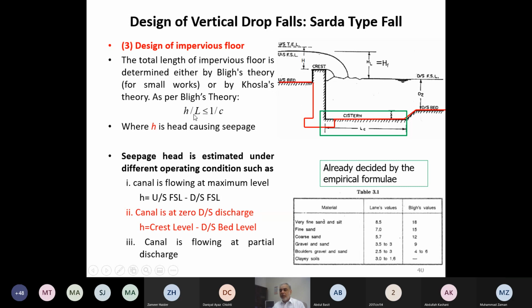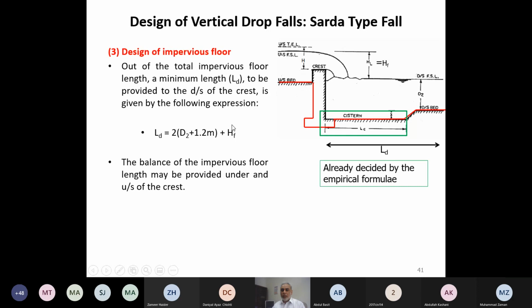that will be utilized for design of the length of the floor for this fall. Out of this floor length, some part will be provided on the downstream side, some part will be provided on the upstream side. So that will be decided based upon minimum, the downstream length of the floor should be height of the fall plus 2 times depth of the water on the downstream side plus 1.2 meter. So जितने downstream पे depth है पानी की, उसमें 1.2 मीटर या 4 फुट के करीब ऐड कर दें, multiply by 2 plus height of the fall.